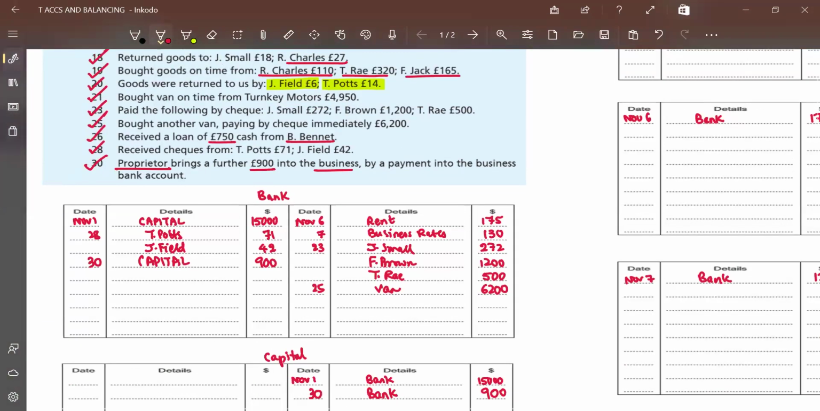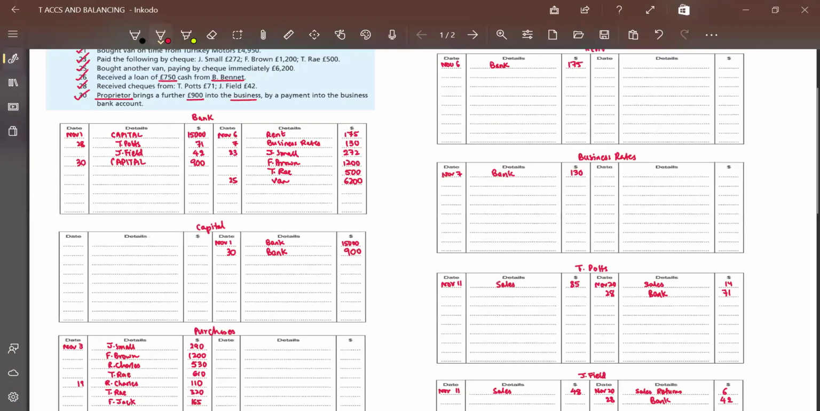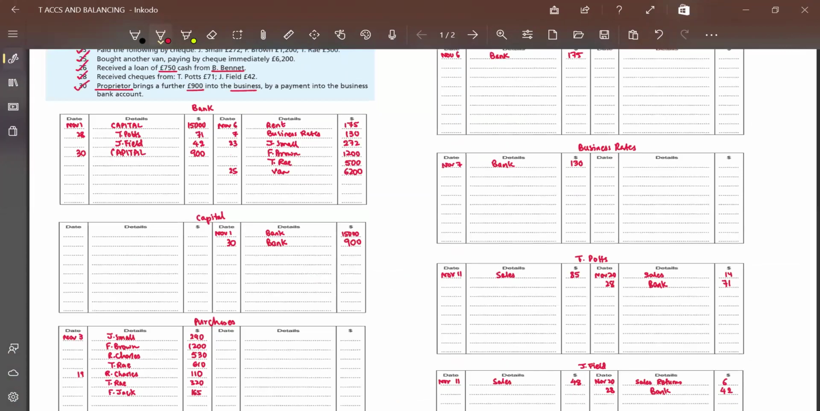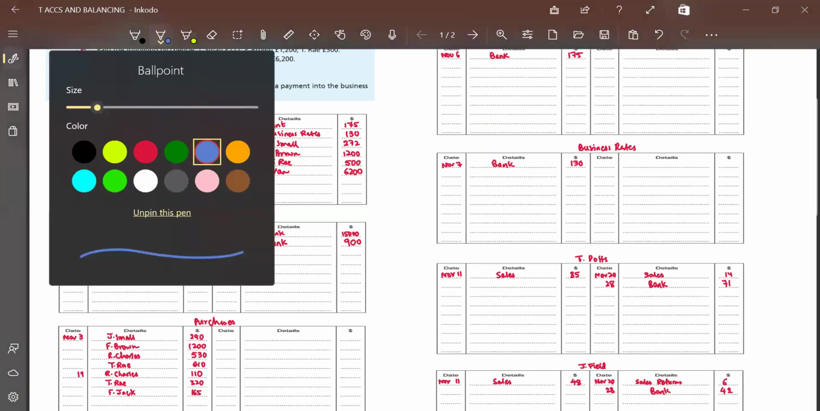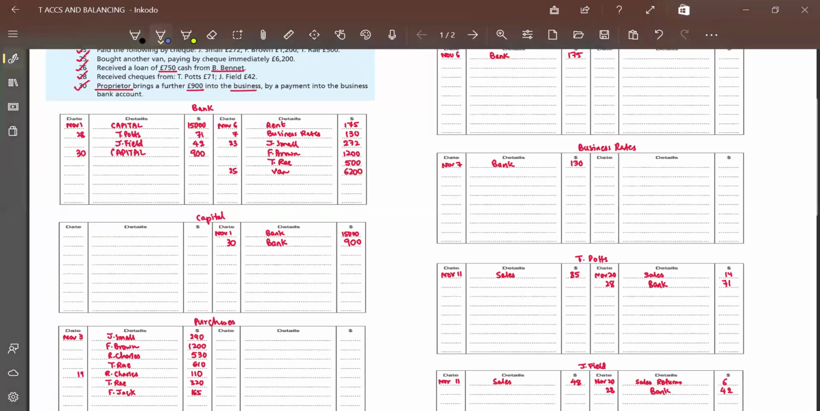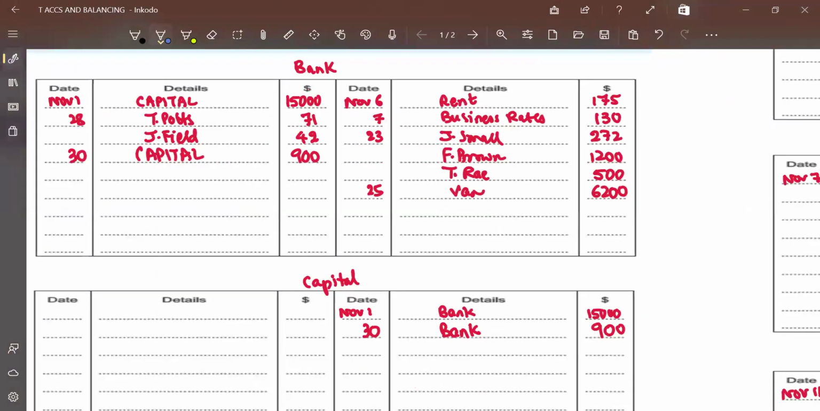So this marks the end of the question. You've prepared the T accounts. Now we move on to the balancing of all the T accounts. I'll tell you which accounts to balance, and I'll tell you how to balance them. Please make sure you understand all of them. So we're focusing on bank. I have my calculator. You should also have your calculators with you.